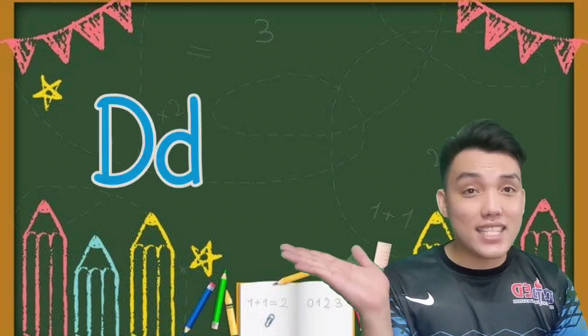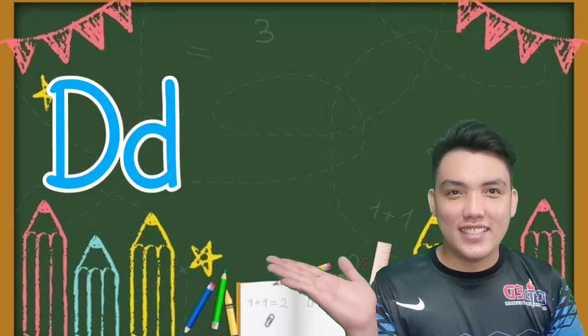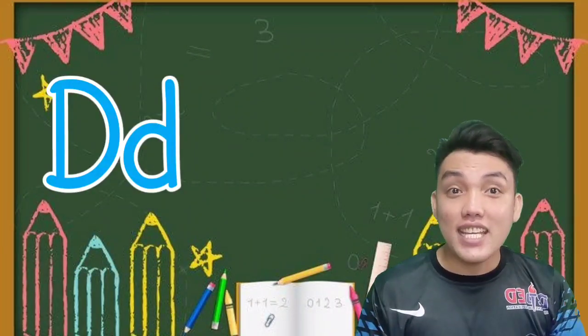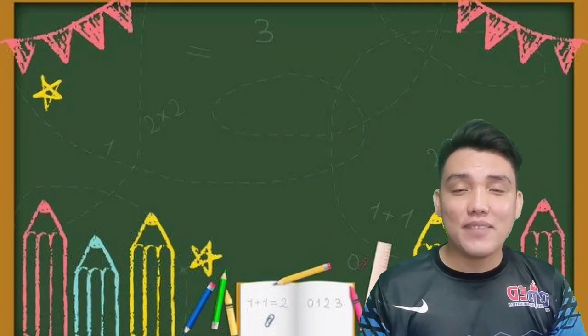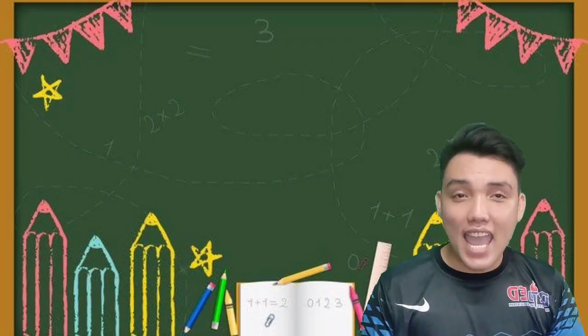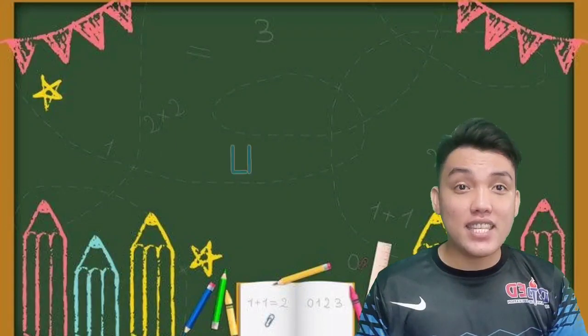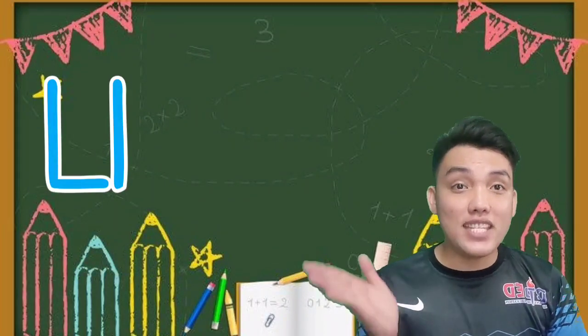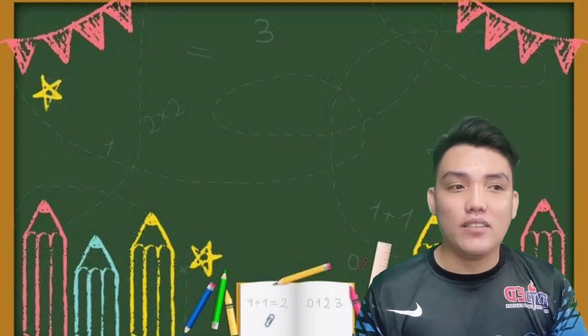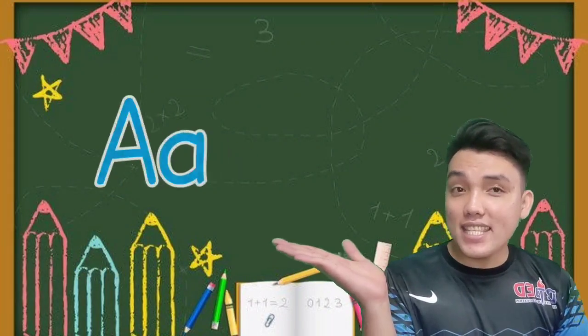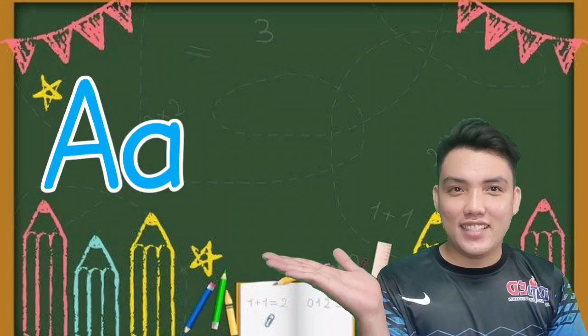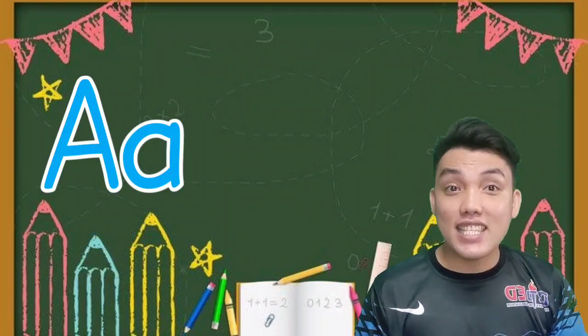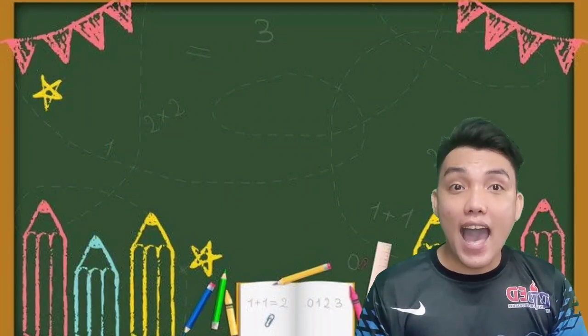Next, what is the sound of this letter? Very good. The sound of this letter is D. Next, what is the sound of this letter? Good job. The sound of this letter is L. Next, what is the sound of this letter? Very good. The sound of this letter is A.